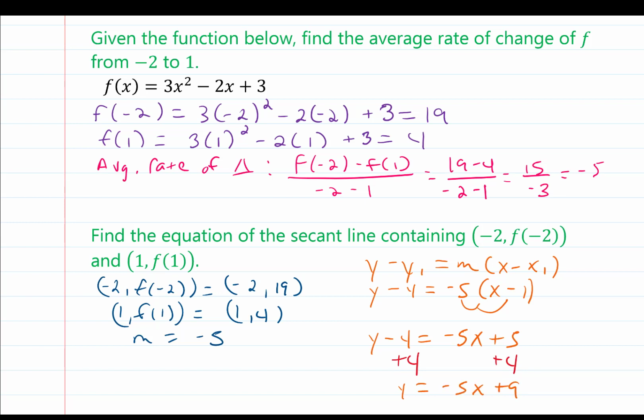So the equation for my secant line is going to be y equals -5x plus 9, and the average rate of change for my function f of x from -2 to +1 is going to be -5.